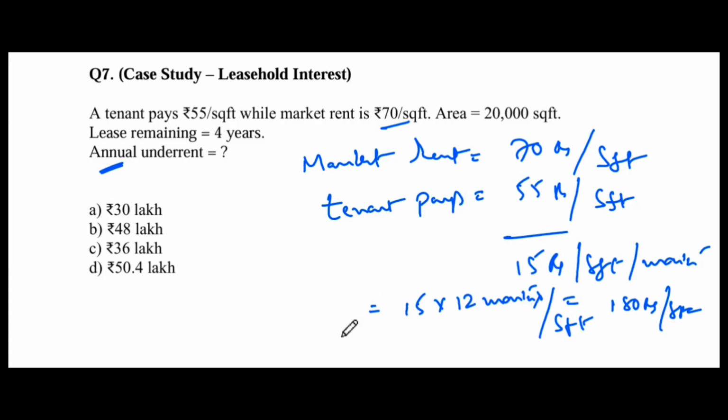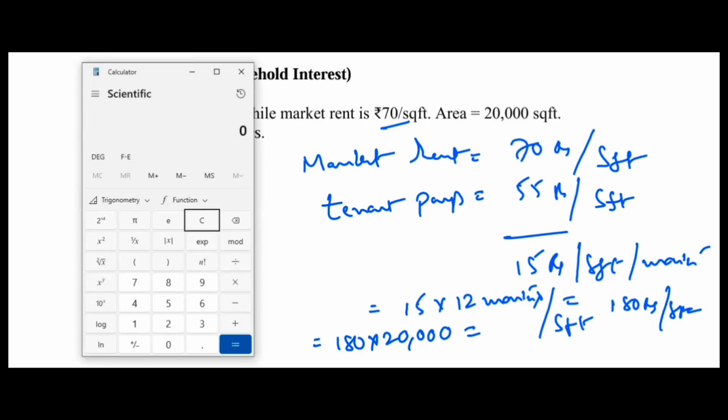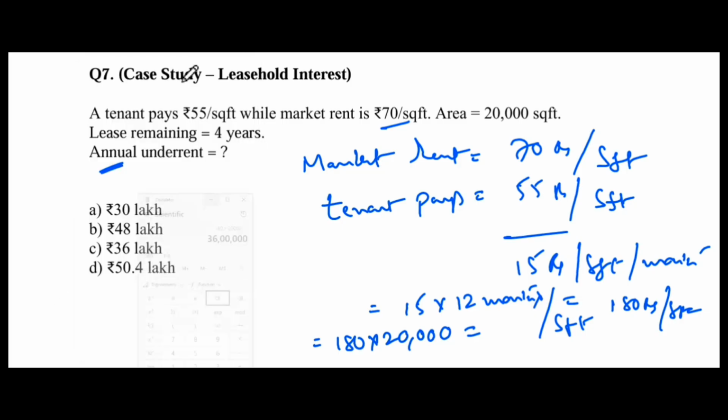So for 20,000 SFT, how much? 36 lakhs, right? So the benefit by the leaseholder will be 36 lakhs per year. This is the correct answer.